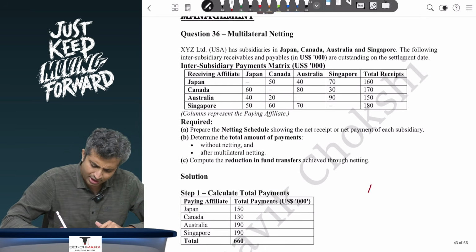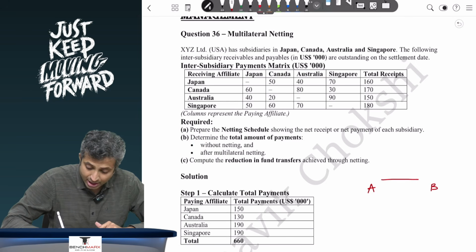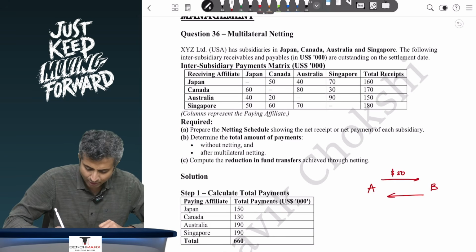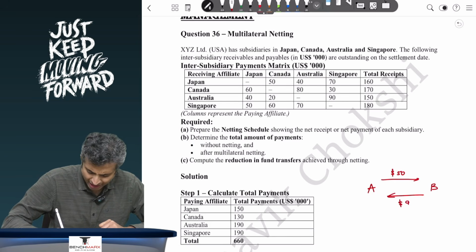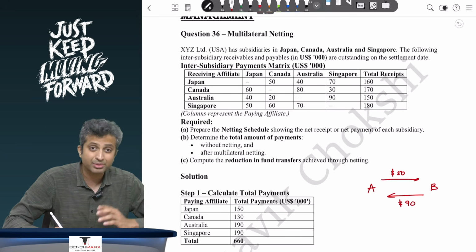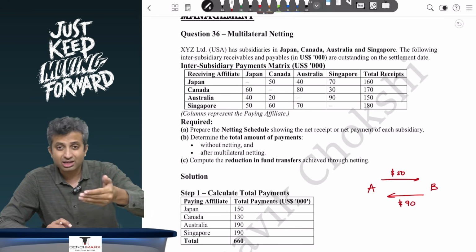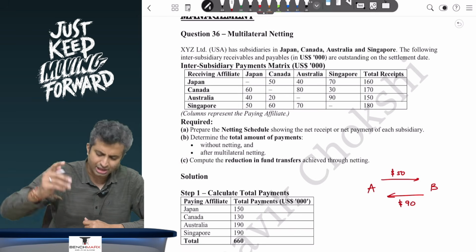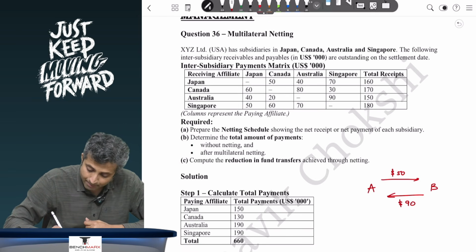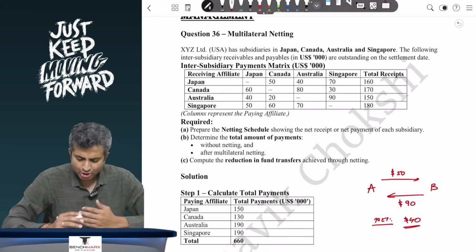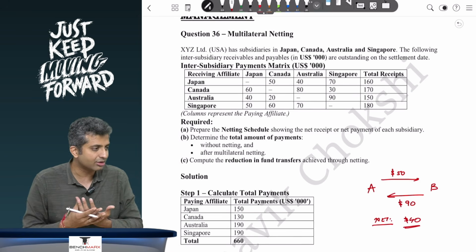Let's say there is a company A and a company B. Company A has to pay, let's say, $50 to company B, and company B has to pay, for example, $90 to company A. Now, rather than company A going and arranging $50 and paying company B, and company B arranging and paying $90, ideally we can do a bilateral netting and pay or receive just a net $40 over here. So this is bilateral netting, and there's no rocket science over here.